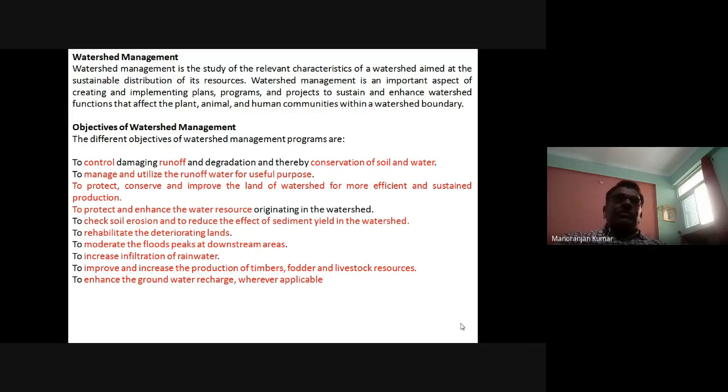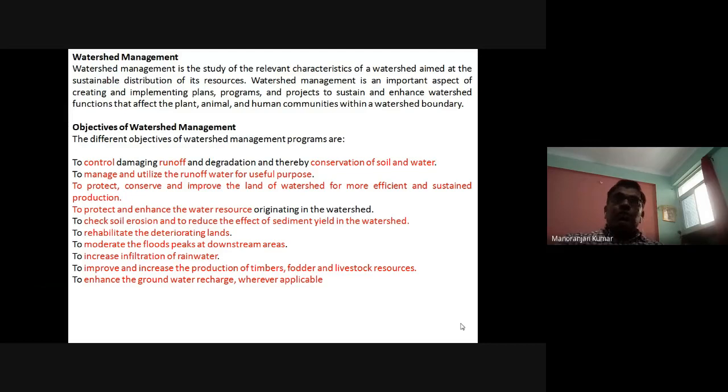So the first objective is to control the runoff, which can cause damage to the entire area. The second objective is to manage and utilize the runoff water for useful purposes. The third objective is to protect, conserve, and improve the land of the watershed for more efficient and sustained production. Also, it helps to protect and enhance the water resources originating in the watershed. It can also help to check soil erosion and reduce the effect of sediment yield in the watershed.